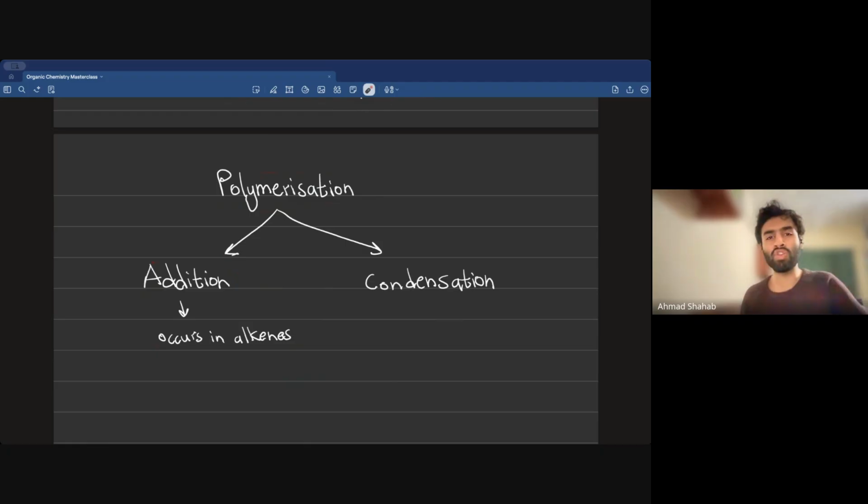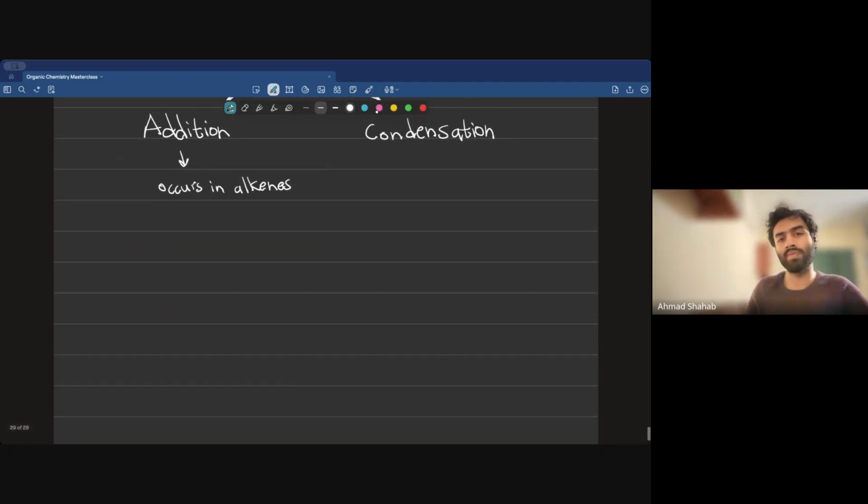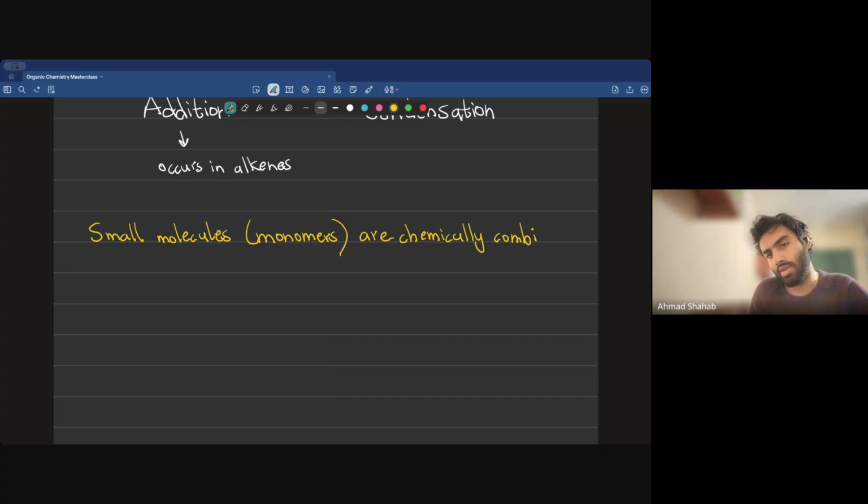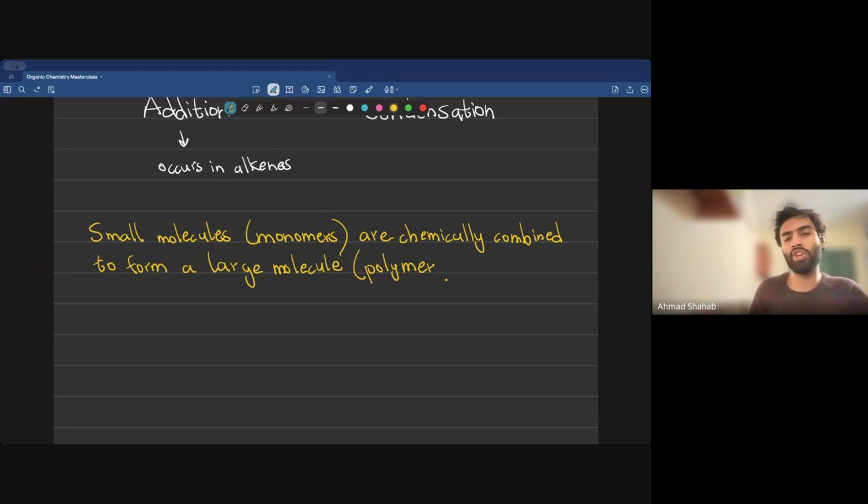But before we move into it, let us talk about what polymerization actually is. What happens is that small molecules, which we also know as monomers, are chemically combined, and they form a large molecule, and that large molecule is going to be known as a polymer. It is going to be a large molecule because it's going to have a very big long chain.